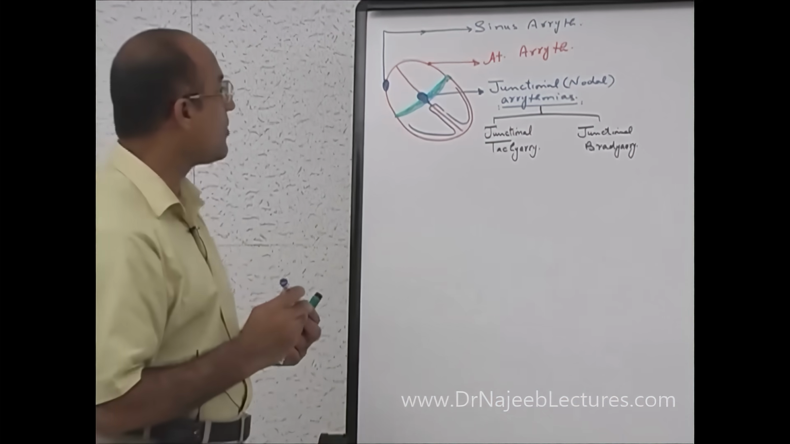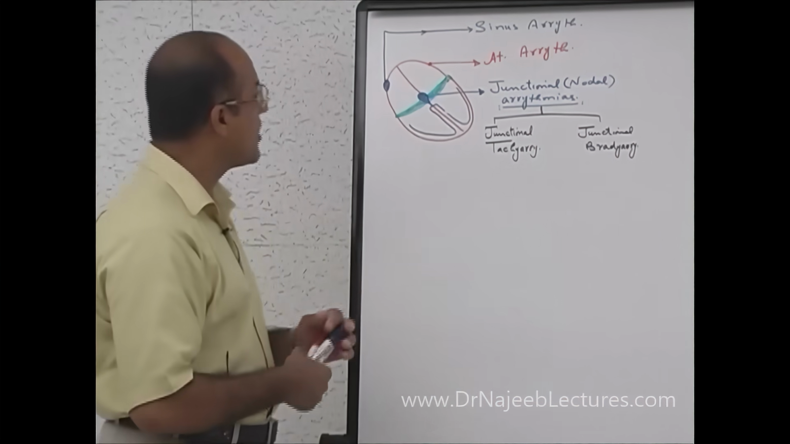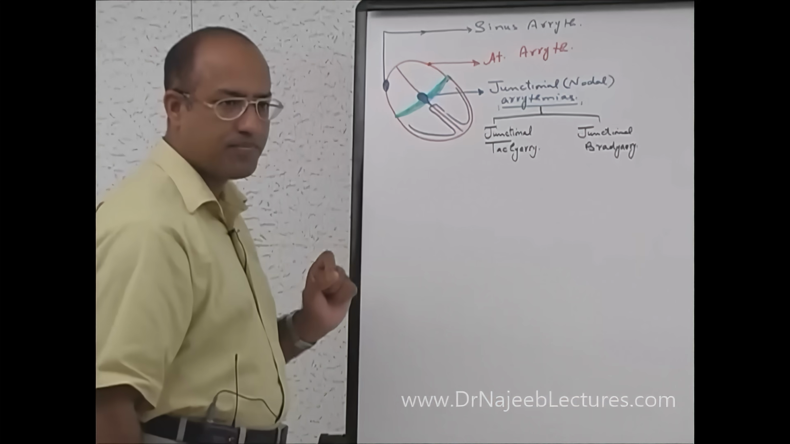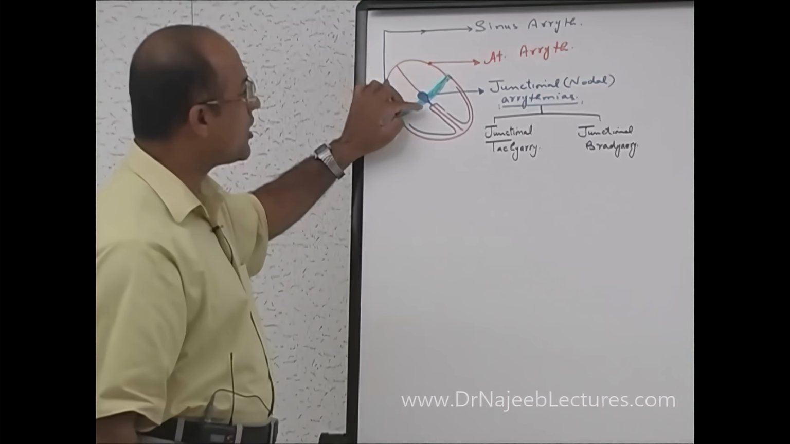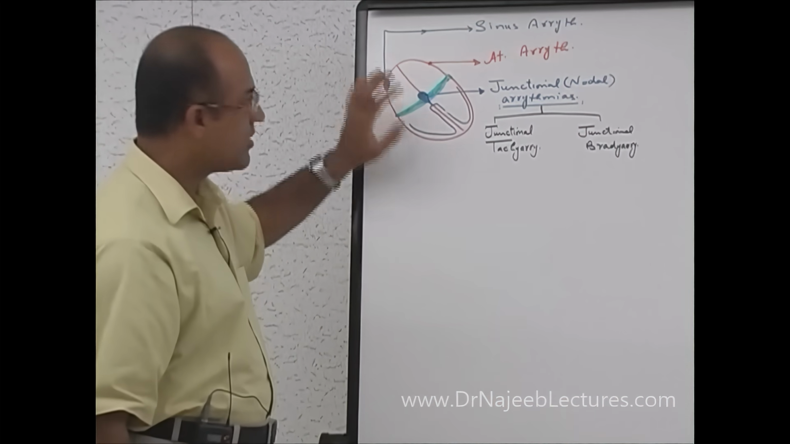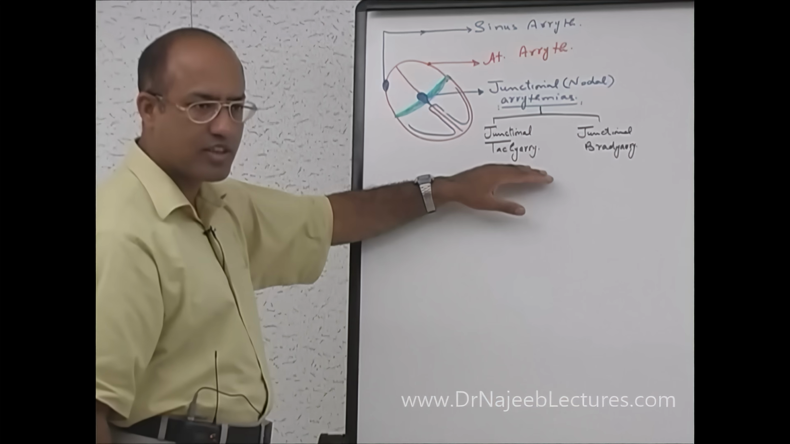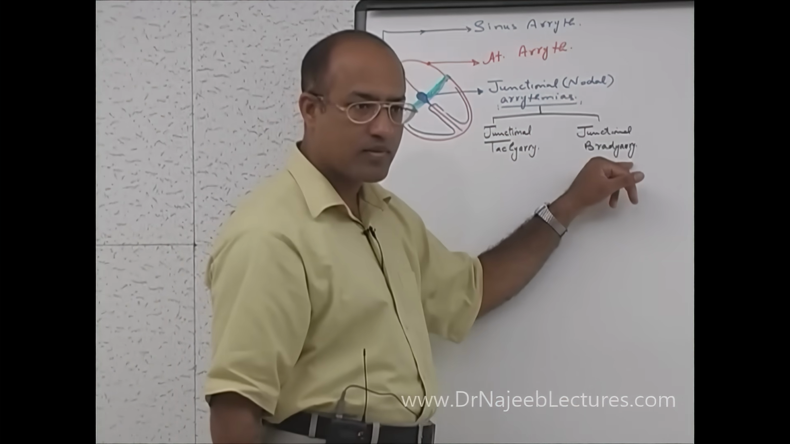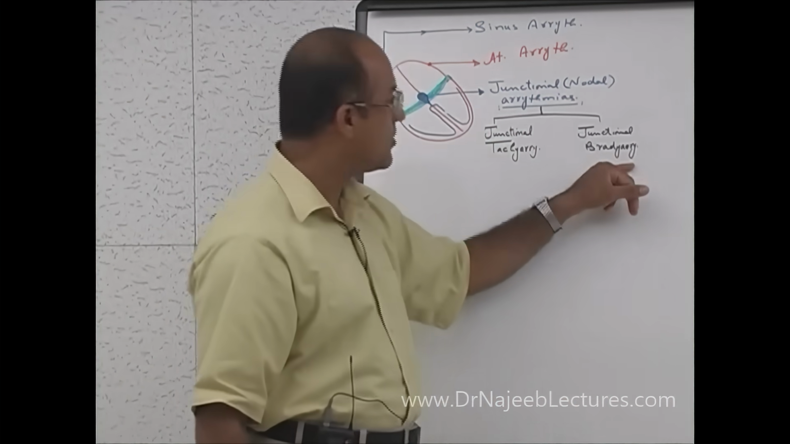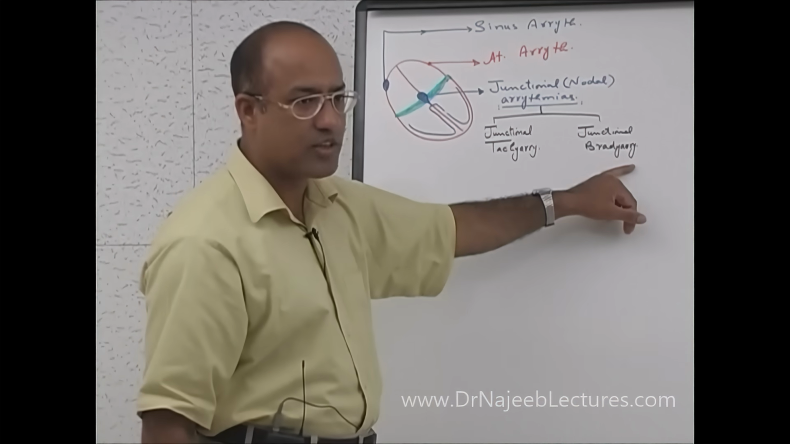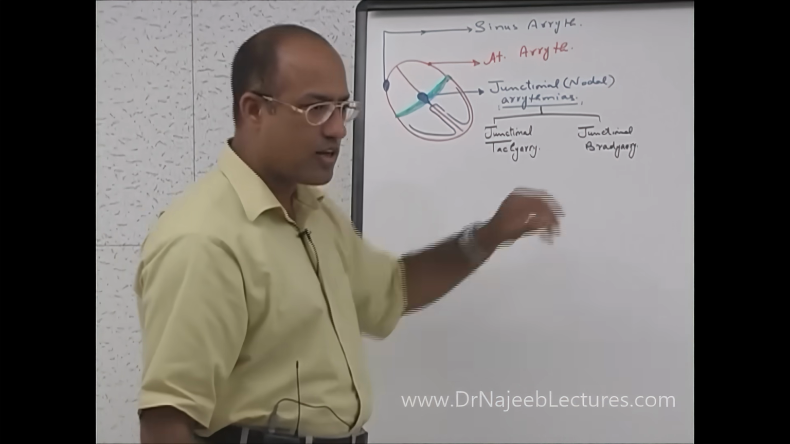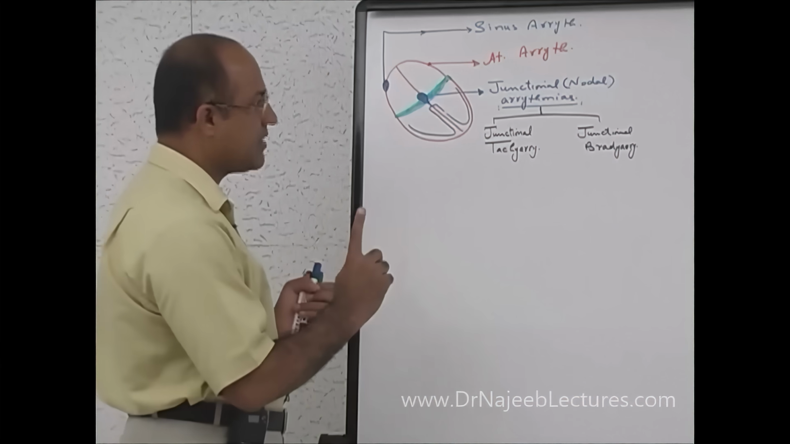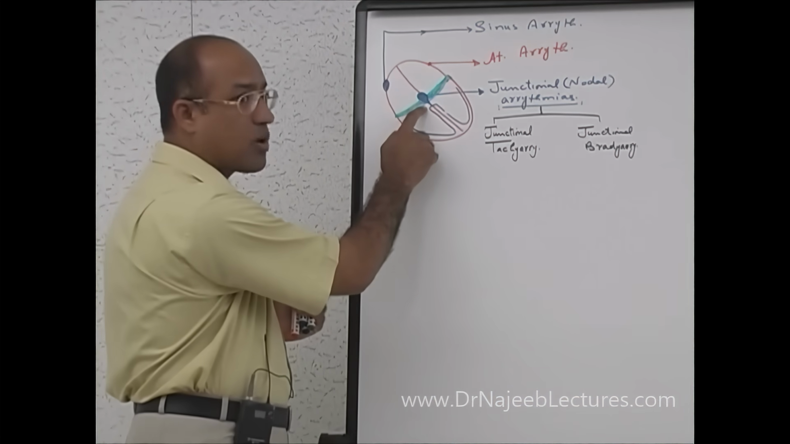Now, sometimes what happens is that at this junction there is a problem. Either this junctional tissue becomes too fast, then we say they are junctional tachyarrhythmias, or junctional tissue becomes too slow, then we call it junctional bradyarrhythmia. Is that right? Now, first I will explain why the AV node is a slow conductor.